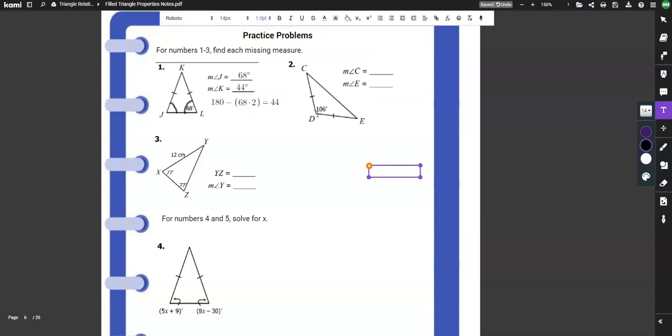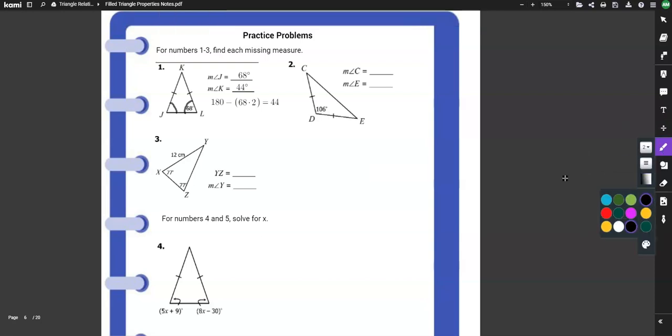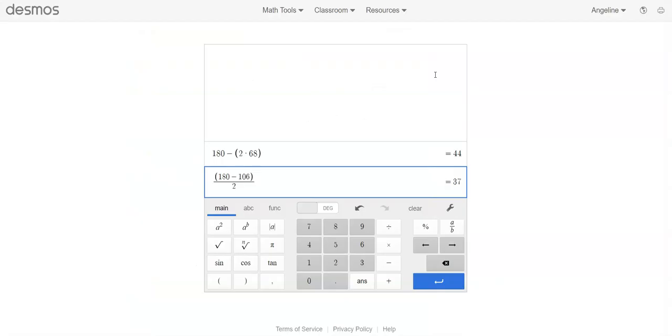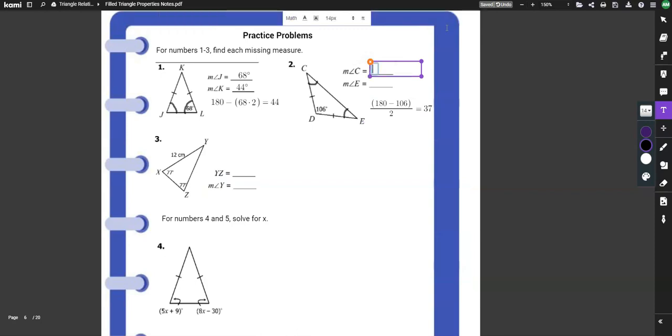Number 2, they give me that angle D is 106 and that CD and DE are congruent. So again, if two sides are congruent, then the base angles, or the angles across from those sides, are also congruent. If I go from E straight across, I get to CD, and from C straight across, I go to DE. So again, we're going to subtract from 180, but this time, instead of multiplying by 2, we're going to divide by 2, because now we're looking for the base angles. So we have 180 minus 106, and we divide all of that by 2, and we get 37 degrees. So C and E are both 37.